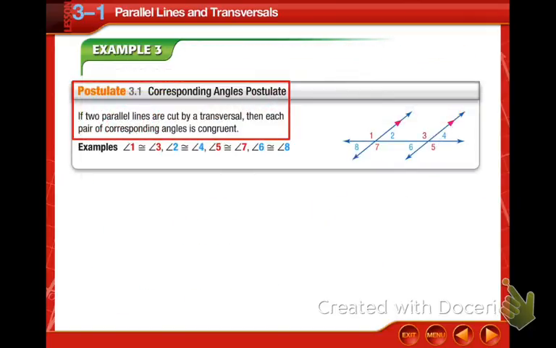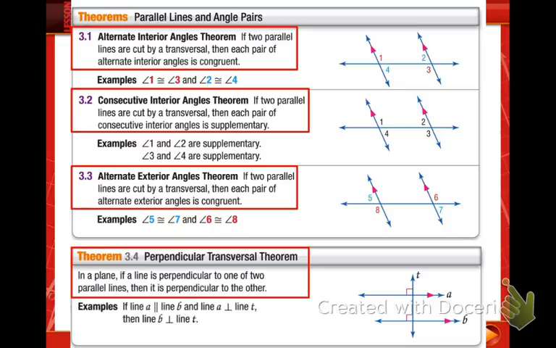So, the corresponding angles postulate says that if two parallel lines are cut by a transversal, then each pair of corresponding angles is congruent. And the next slide goes into more detail about even more of those. Same exact thing. The alternate interior angles theorem says that two parallel lines cut by a transversal, the alternate interior angles are congruent. Consecutive interior angles are supplementary, they're not congruent. And alternate exterior angles are congruent only when we have a pair of parallel lines that are cut by a transversal.